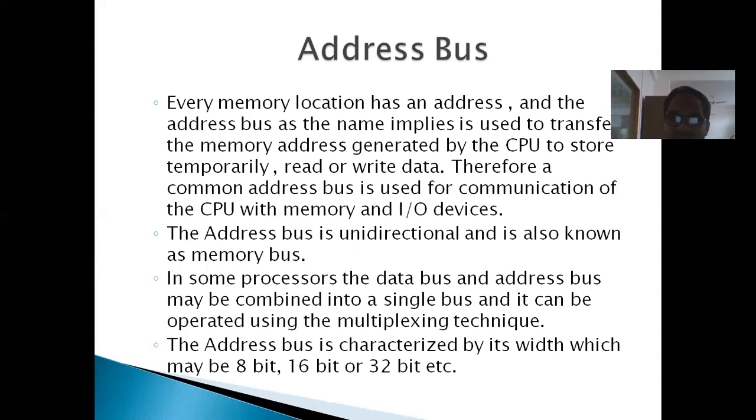In some processors, data bus and address bus may be combined into a single bus, and it can be operated using the multiplexing technique. The address bus is characterized by its width, which may be 2-bit, 8-bit, 16, 32-bit, etc. It will be in the 2 to the power form.